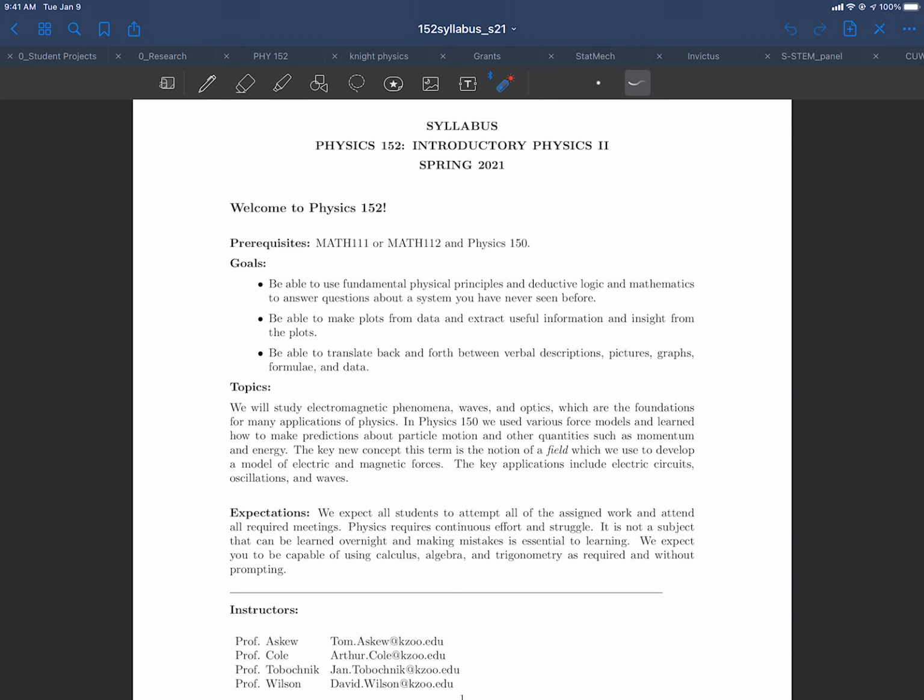I wanted to walk you through the syllabus so you can understand what some of the changes are from last term in Physics 150. If you're returning to Physics 152 now, and the last time you took physics with us was last year, there's going to be a lot of differences and a lot of changes, and so hopefully you can understand what those are here today.